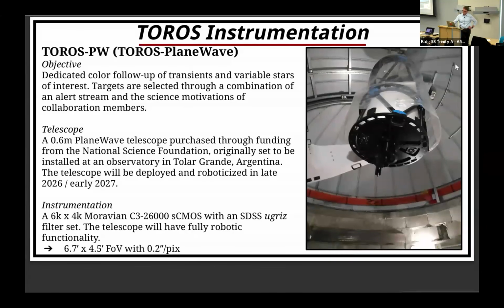This telescope has instrumentation that will have a CMOS detector with a UGRIZ filter wheel, and will also be fully robotic. So we're able to do much more targeted follow-up, color follow-up with this telescope. It has a smaller field of view, about 7 by 7 arc minutes, or so.